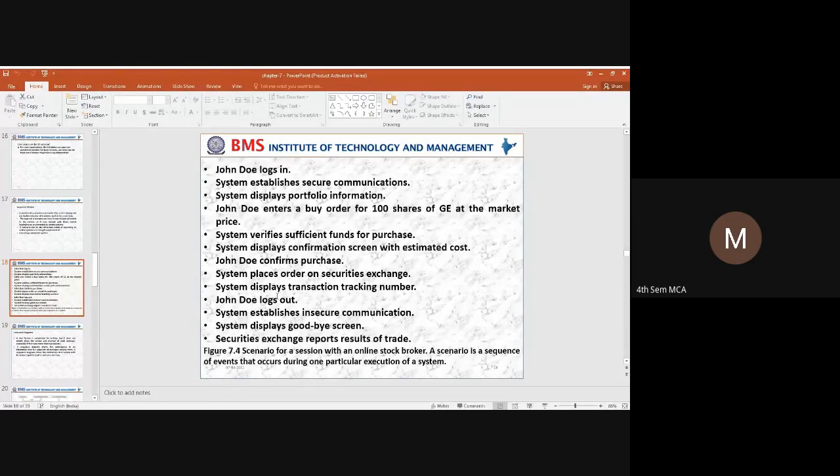So what happens? Once he gets a tracking number, now he will log out of the system. So the system establishes an insecure communication. That means whatever the login credentials are there, with his credential it will come out and display the home screen. After that, the security exchange will display the results of the trade. Whatever per-day trading happens, that entire trading information will be displayed on a portfolio system.